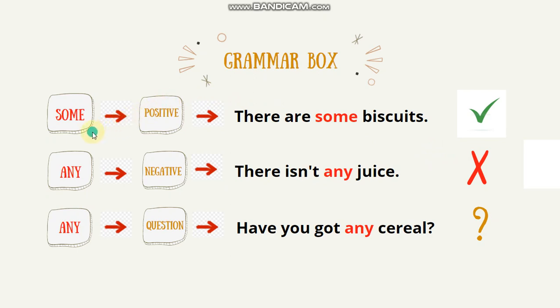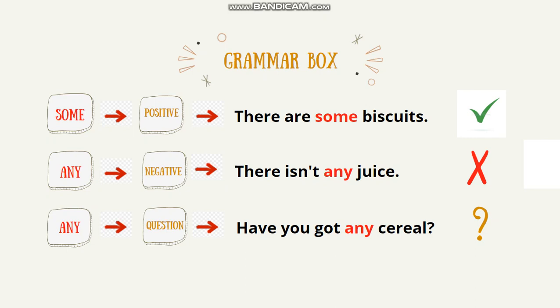Okay, the first one is some. Some is used for positive. For example, there are some biscuits, meaning there are biscuits. So we use some. And biscuits is plural. So we must use there are some biscuits.